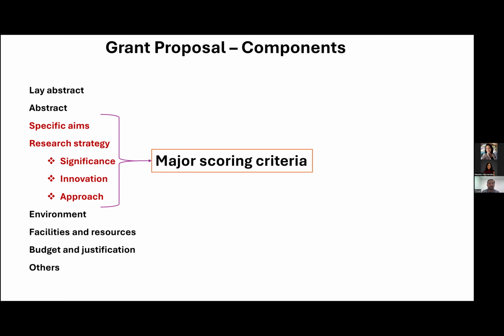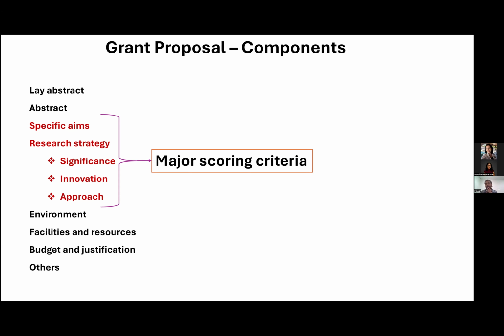There will be a lay abstract. There will be an abstract, specific aims pages, one page of specific aims, and then research strategy, which includes significance, innovation, and approach. And specific aims and research strategy are the major scoring criteria. And then there will be a section for environment. There will be a section for the facilities and resources which we have, and definitely budget and justification and others.